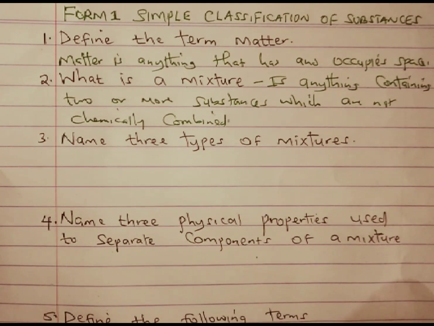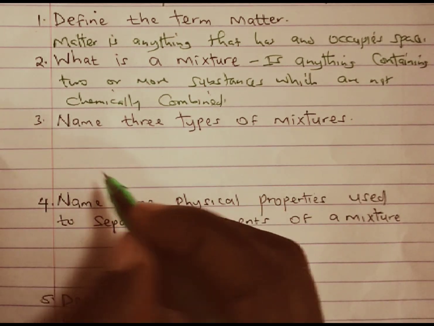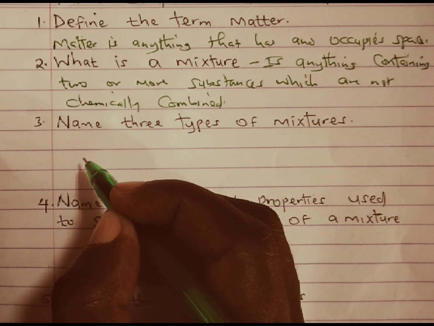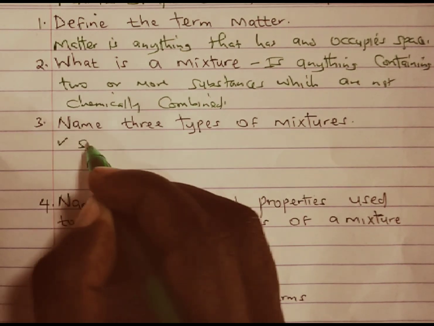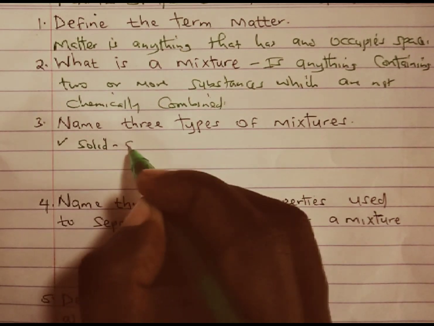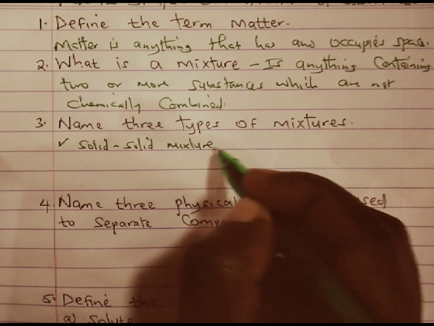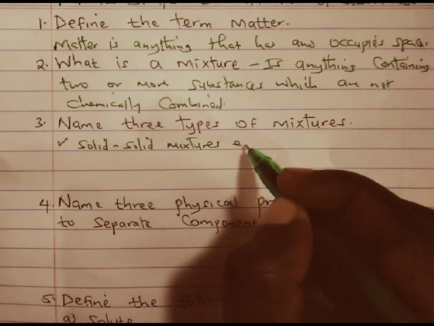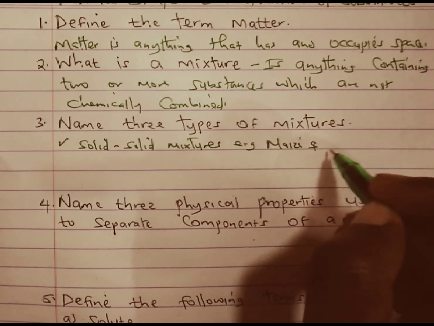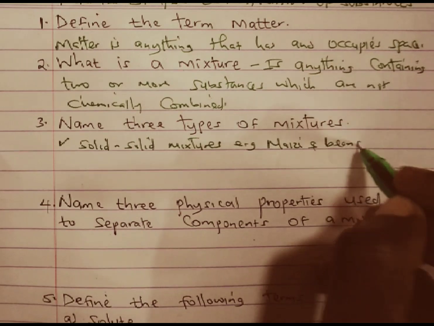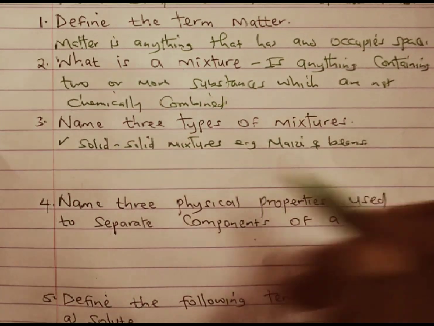Number 3, name 3 types of mixtures. We have those mixtures which are made up of solids only, and therefore we call them solid mixtures. An example in this case, we can talk about maize and beans. We can talk about sand and rice, etc.